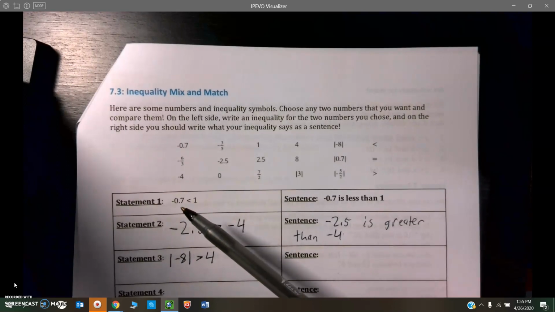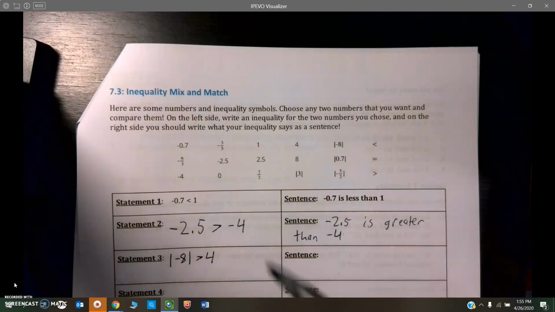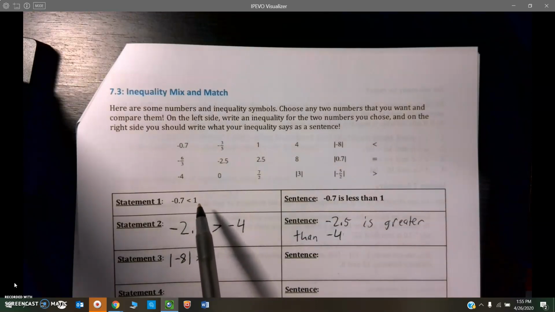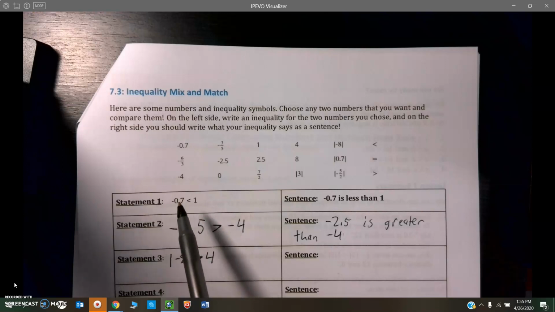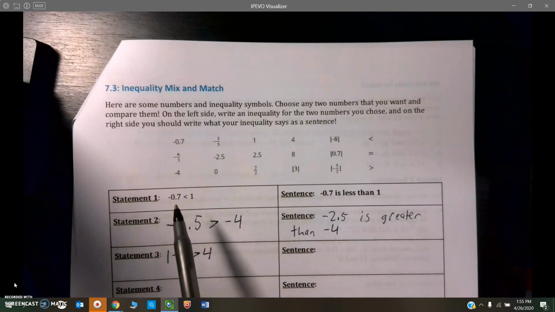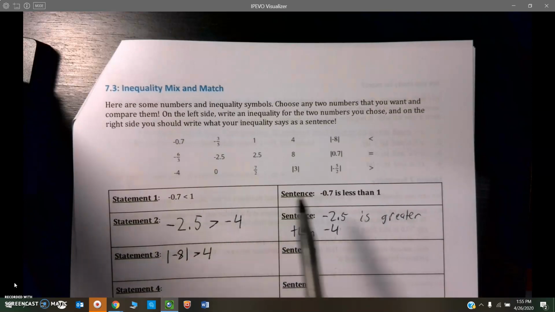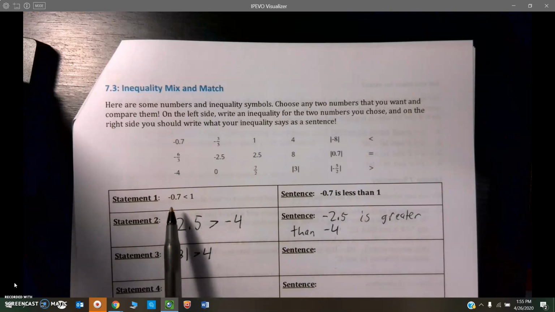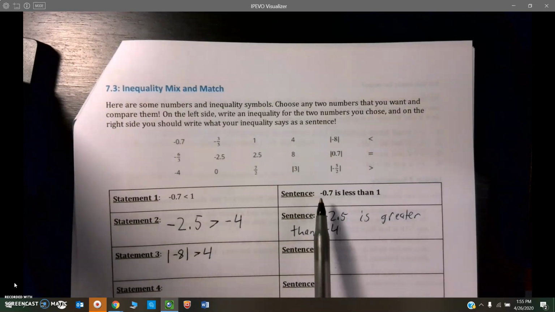Statement 1 says -7/10 is less than 1. Remember, for inequality symbols, the mouth is always facing the bigger number. In the statement column, you are going to be writing the inequality with the inequality symbol, and then to the right, you're going to be writing out that inequality in sentence form. So these are the same thing. -7/10 is less than 1.